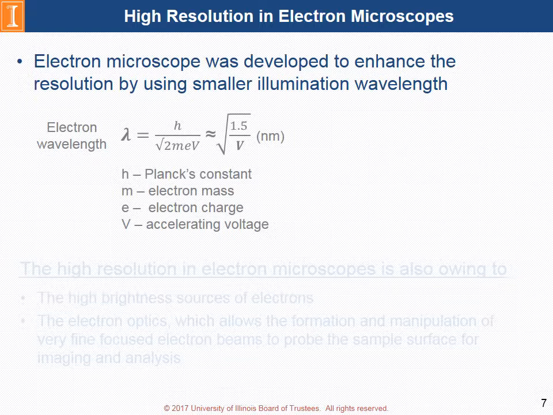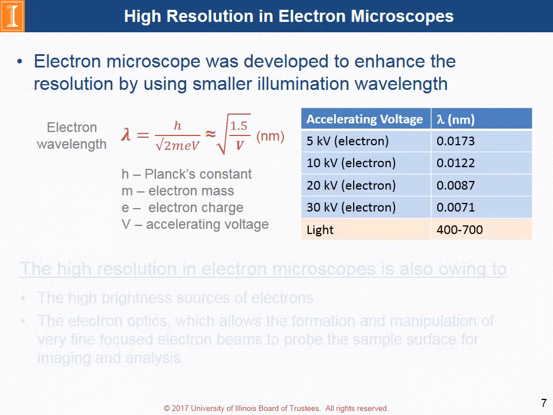The electron wavelengths can be estimated by the equation here. We can see that the electron wavelength is inversely proportional to the square root of V, which is the electron accelerating voltage. Now we can have a rough idea about the electron wavelengths used in electron microscopes.